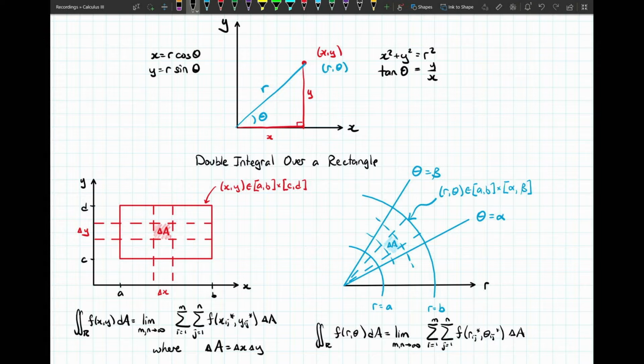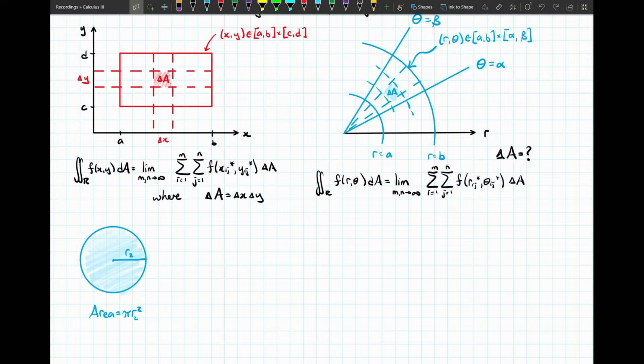What is delta A? We need to come up with a formula for the area of each of those small subpolar rectangles in terms of potentially delta theta and delta r, so that we can actually see how we turn this into an iterated integral. To come up with the formula for this area of a polar rectangle, let's start off with a sequence of simple shapes in polar coordinates.